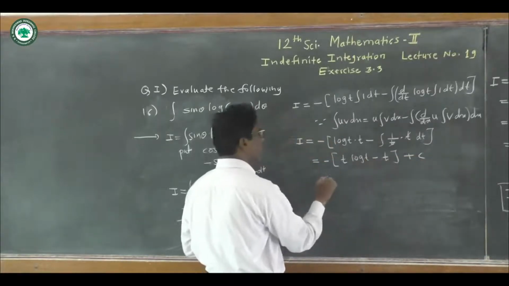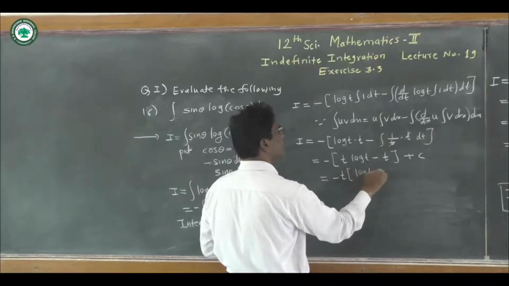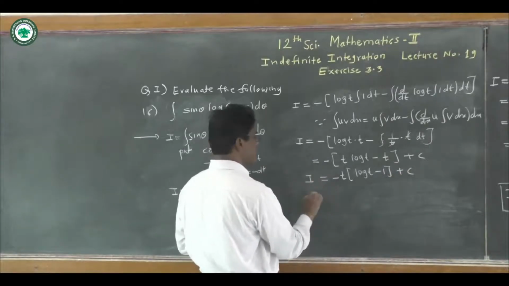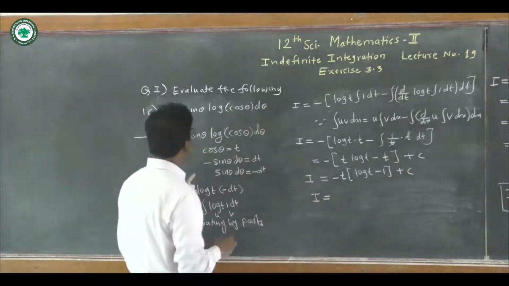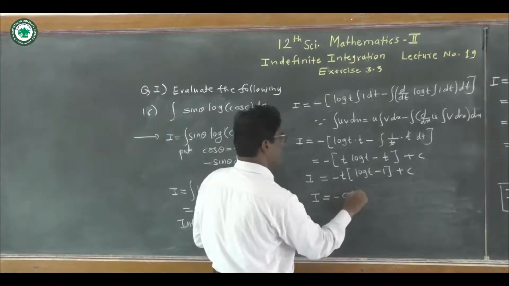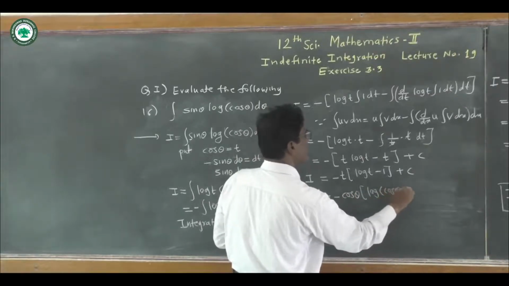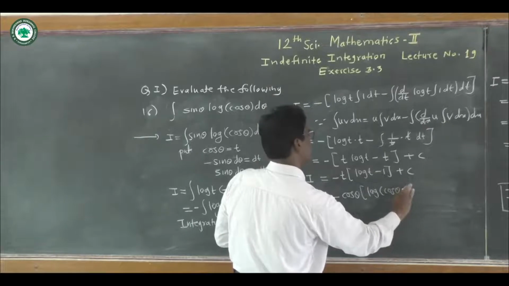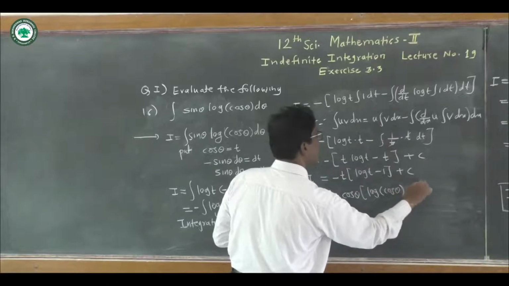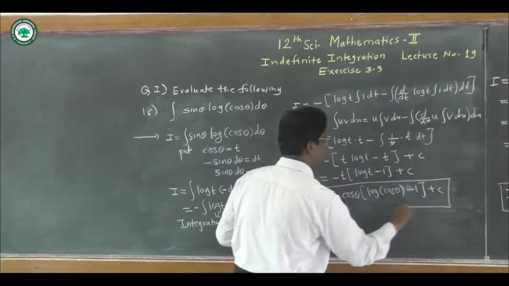Here take t common, so minus in the bracket t in the bracket log of t minus 1 plus constant of integration, and finally put the value of t. So I is equal to, t is cos theta, so minus cos theta in the bracket, log of t means log of cos theta, minus 1, plus constant of integration. This is the final solution.